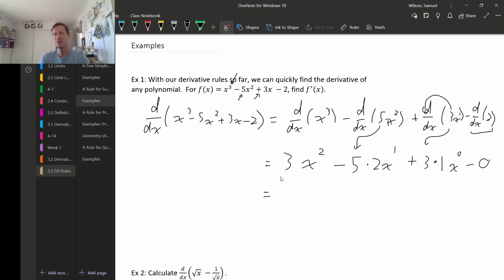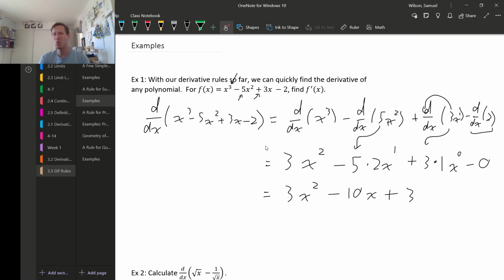Okay, and then we can clean this up a little bit, so 3x squared minus 5 times 2 is 10, x to the first, that's just x, plus 3 times 1 is 3, and x to the 0 is 1, so it's just 3.